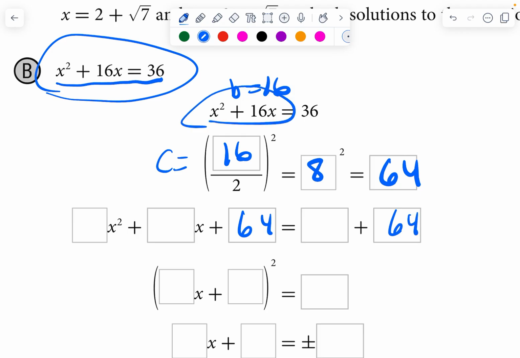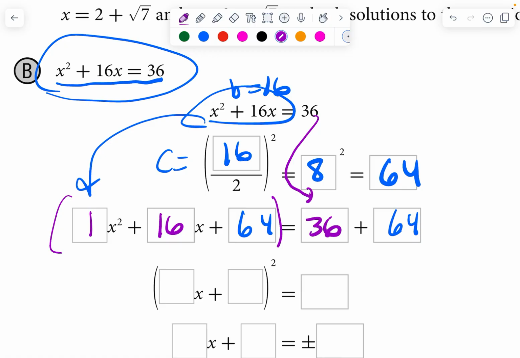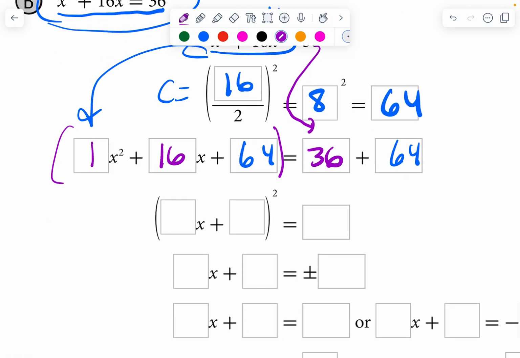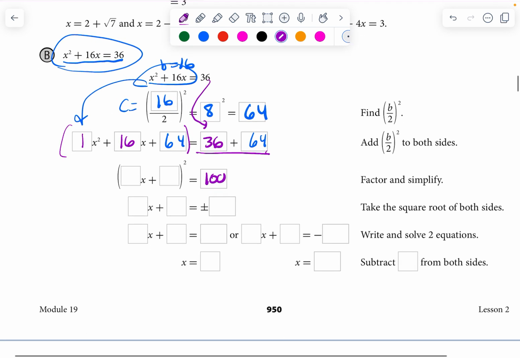Then I just bring all of this down here. So this is going to be 1x squared plus 16x plus 64 here that I'm going to have to factor. Then 36 is going to come down to this side. So then I say 36 plus 64. That's 100. And that's what your book says.